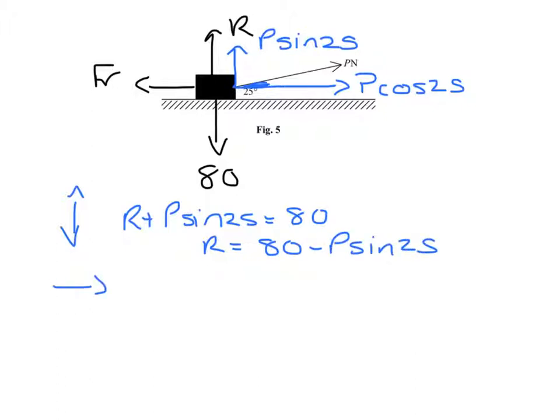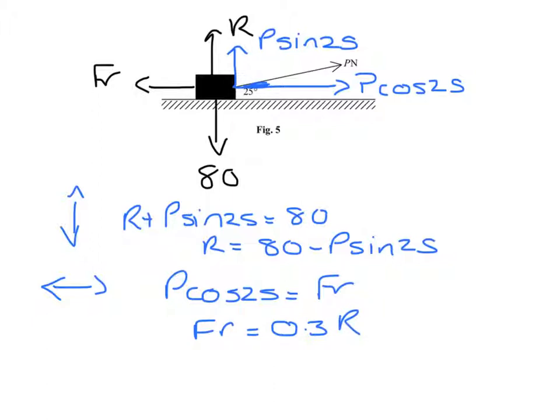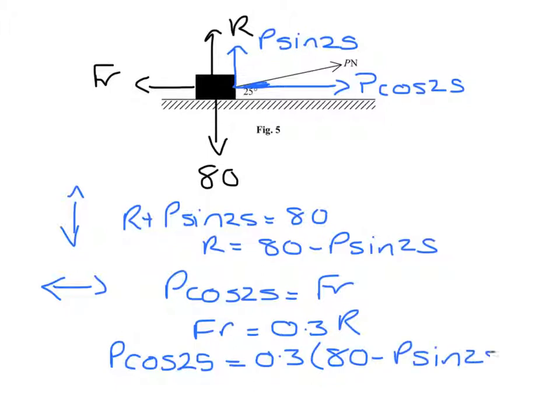Now it'll just move when friction's at its maximum, and that's going to happen when P cos 25 equals friction. And we know that friction equals mu, which is 0.3, times R. So that tells me that P cosine 25 has to equal 0.3 times 80 minus P sine 25. We're going to solve this equation for P.